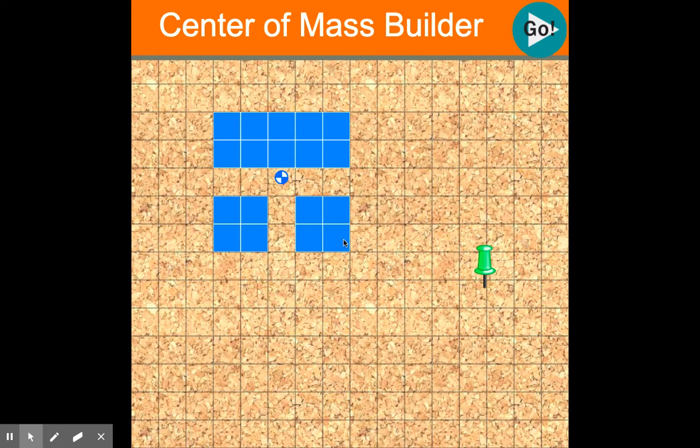Here we have 3 objects in our system. The center of mass, the mass-weighted center, or the position where the average mass would be located, would be somewhere in between these 3 particles or objects.